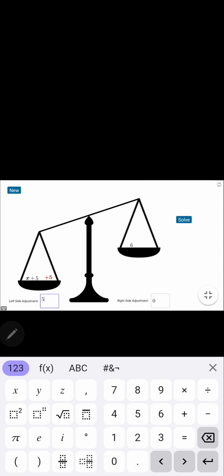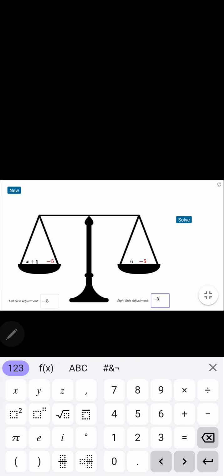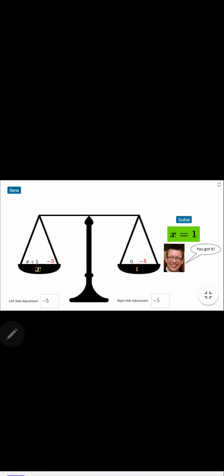Oh, wait a minute. I just made that even heavier, didn't I? And I didn't get the x by itself, because x plus 5 would be x plus 10. So that's not going to work. Let's tell it to add a negative 5. Okay, so that took some weight off. The x is going to be by itself. But now I need to balance the equation. So we go to the right side and let's add a negative 5 to the right side. Now we are balanced. Let's solve the equation. And we found that x is equal to 1.